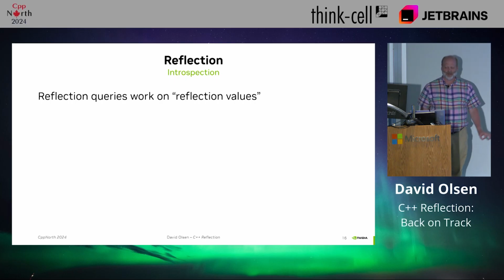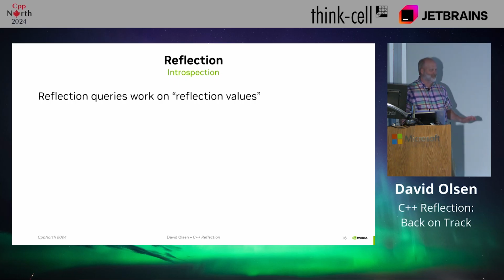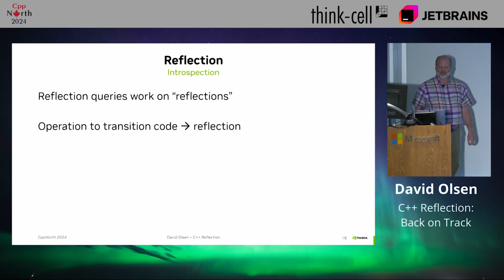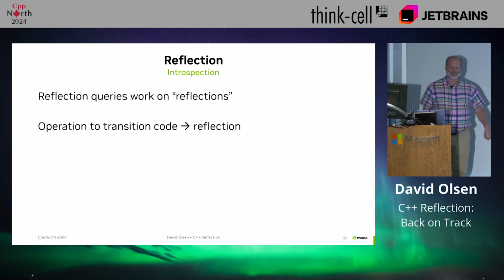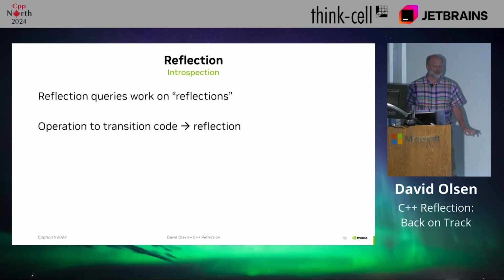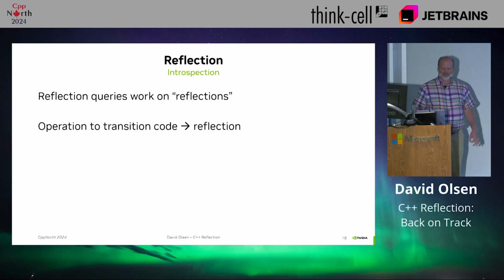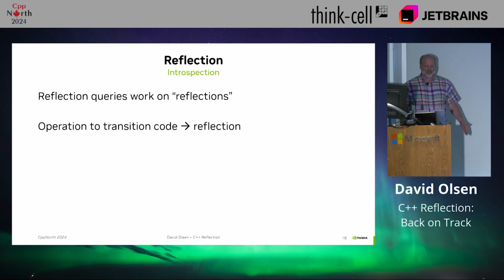When asking questions about itself, the program works with reflection values, usually referred to as reflections. To get a reflection value that can be queried, there has to be some way to get from the world of code into the world of reflection. This is known as the reflection operator. In the X-ray example, the reflection operator is the X-ray machine. That is what converts a real-world object, in this case your leg, into a reflection value, namely the view of the bones inside your leg.